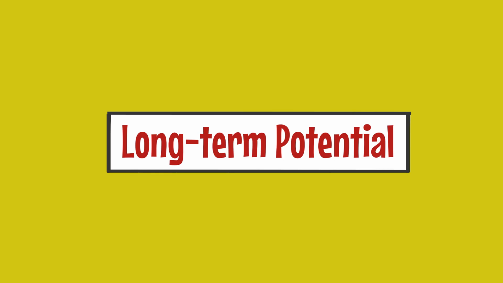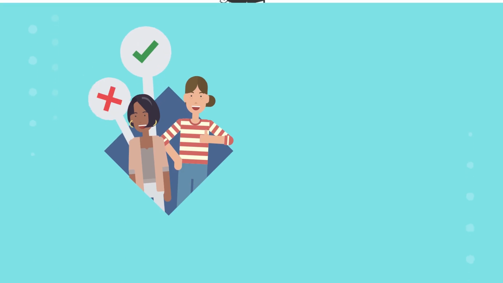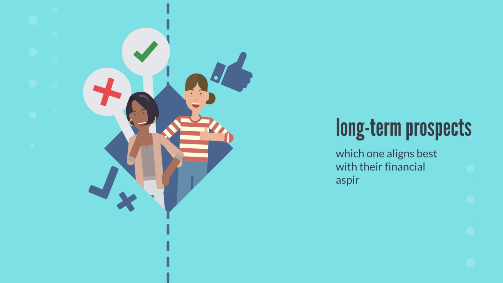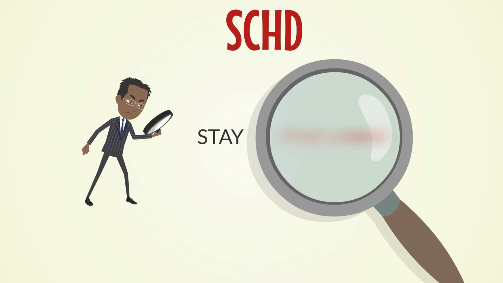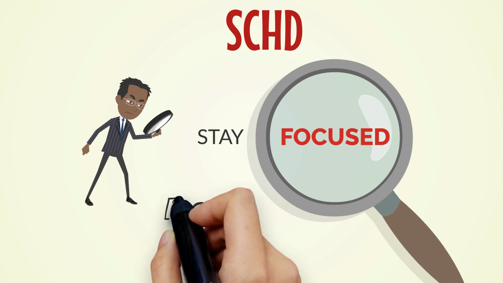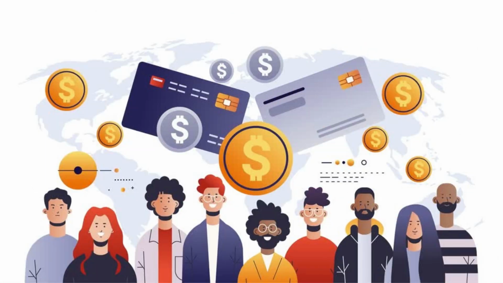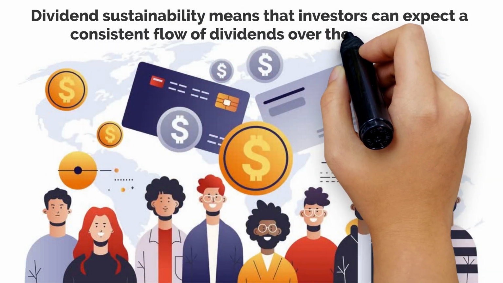Long-term potential. When it comes to long-term potential, both SCHD and VGT offer unique advantages that cater to different investor goals. Understanding the long-term prospects of these ETFs can help investors make informed decisions about which one aligns best with their financial aspirations. SCHD long-term potential. SCHD, with its focus on high dividend-paying companies, is designed to provide a reliable income stream while also offering potential for capital appreciation. The ETF's emphasis on financial stability and dividend sustainability means that investors can expect a consistent flow of dividends over the long term.